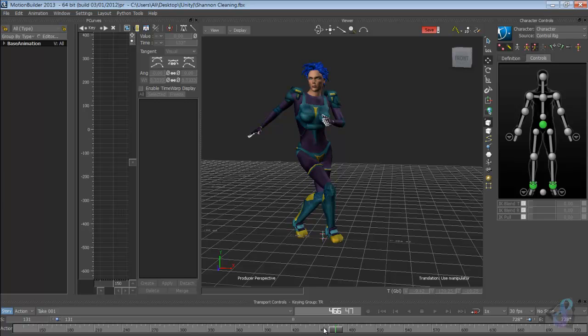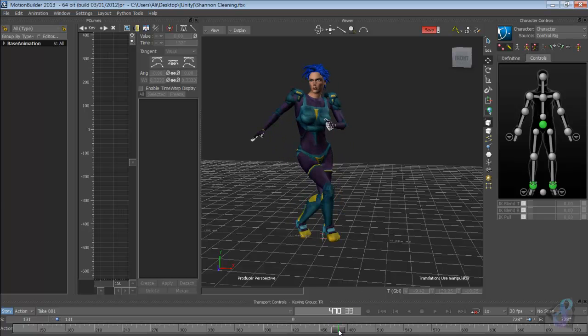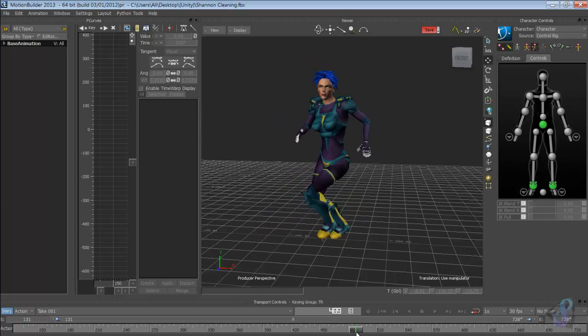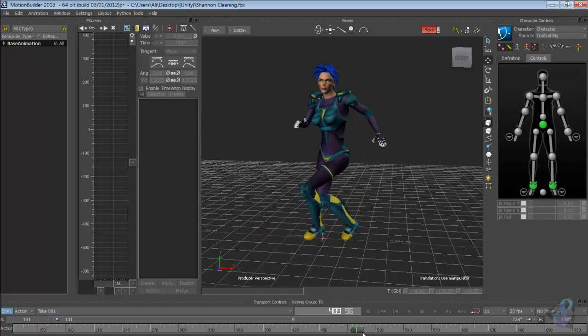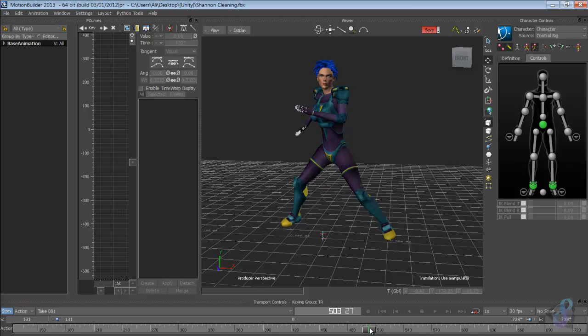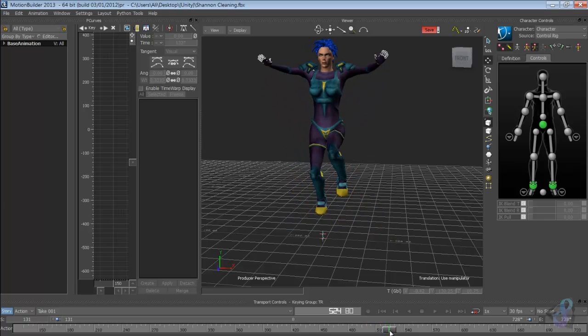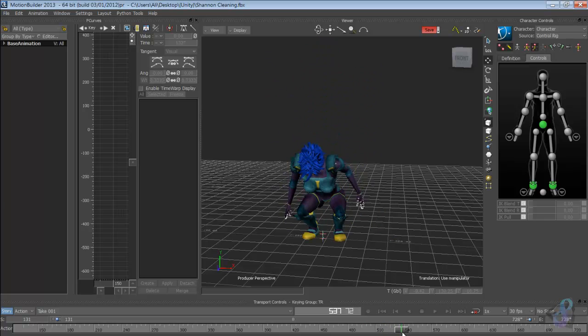Well, most of the times that I have crashed or locked Motion Builder is when I scrub the timeline and the viewport is updated. That's 100% about my video card, but my video card is updated, you know.